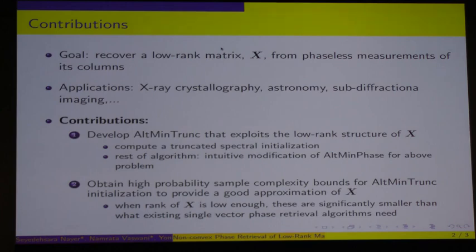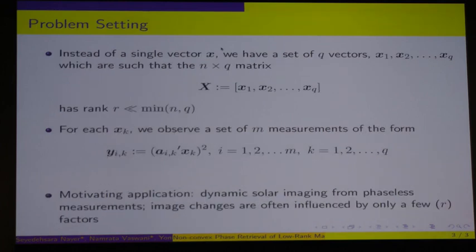We obtain high probability sample complexity bounds for the initialization step in this poster. And then, of course, what we show is that when the rank of X is low enough, then we can recover each column of X with less than n measurements, much less than n measurements.